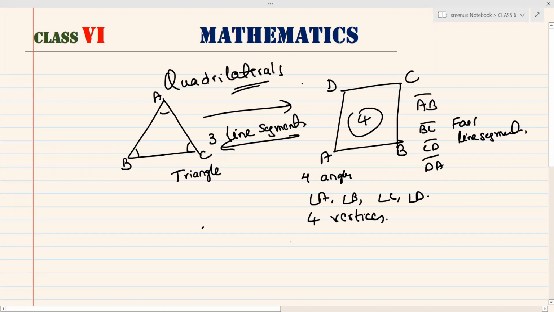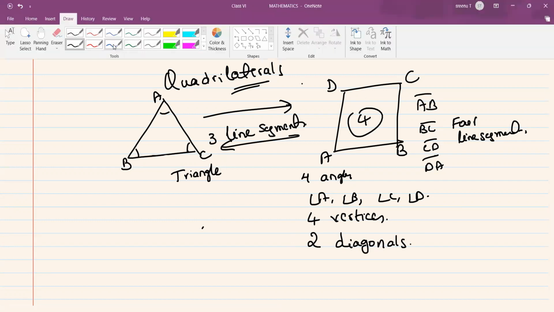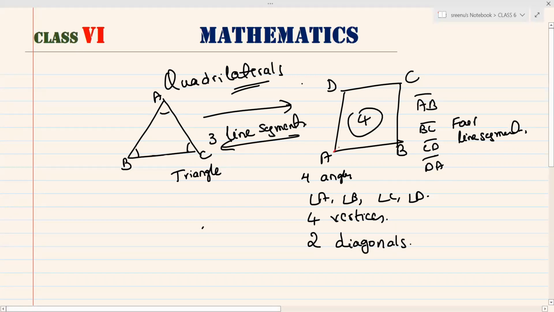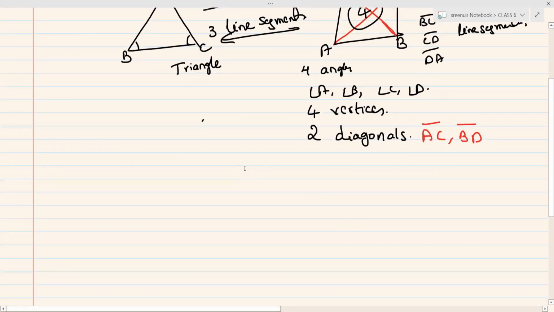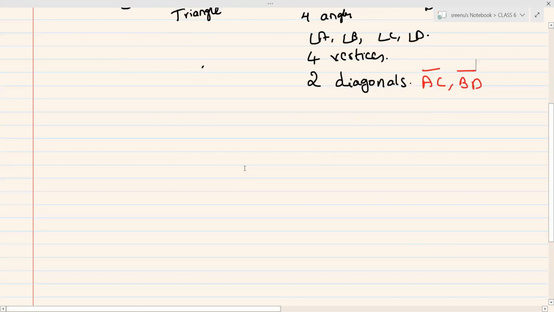And two diagonals. Diagonal, in the sense, is a line segment joining opposite vertices. These are the vertices. AC and BD are diagonals. Like in triangles, we have 6 types. In quadrilaterals also, we have some types of quadrilaterals.